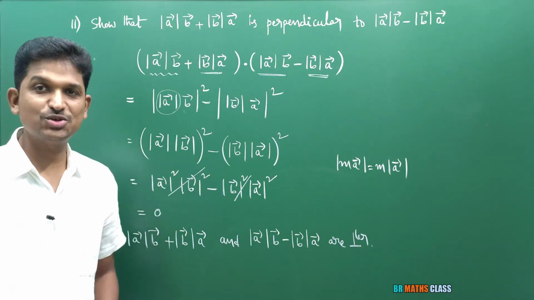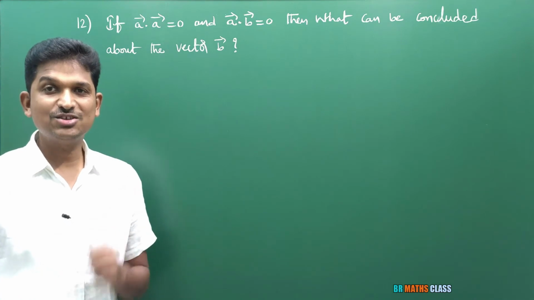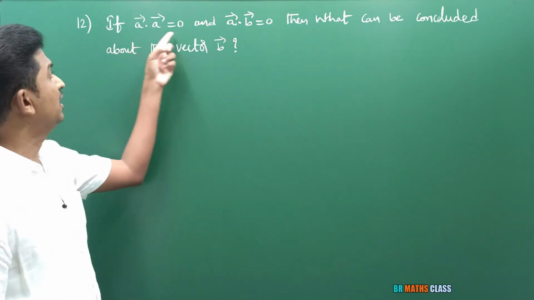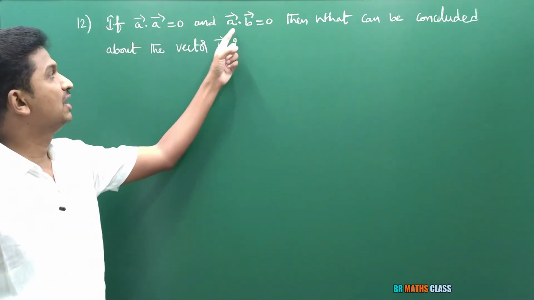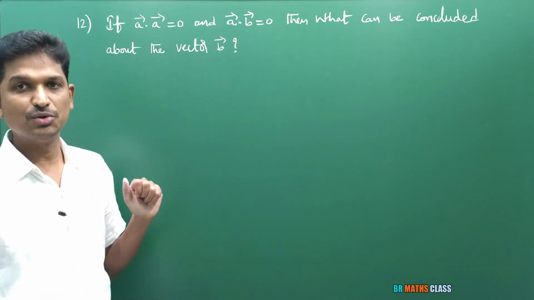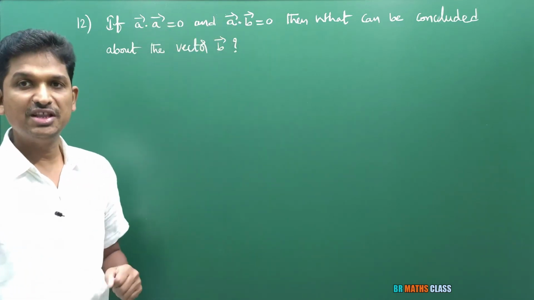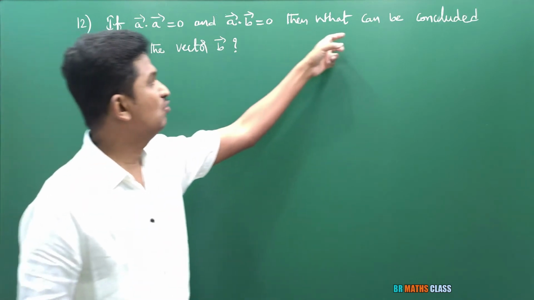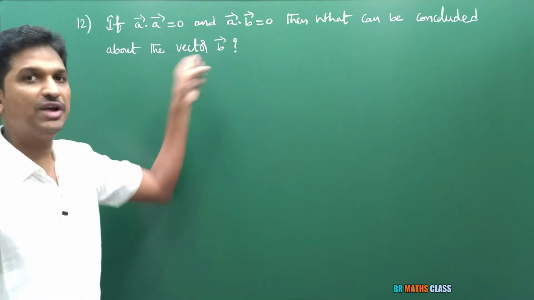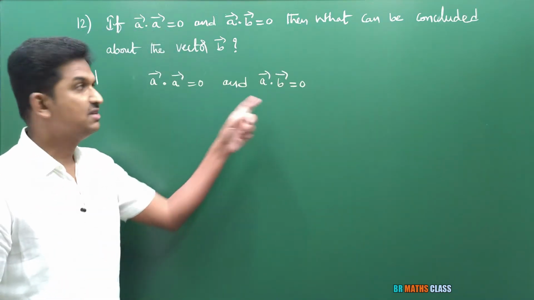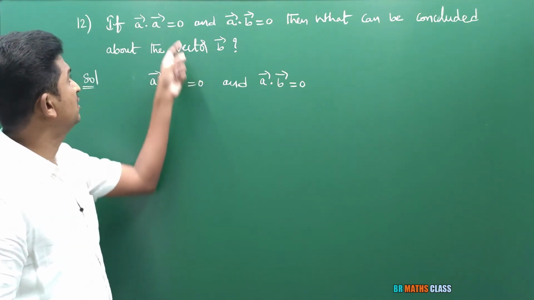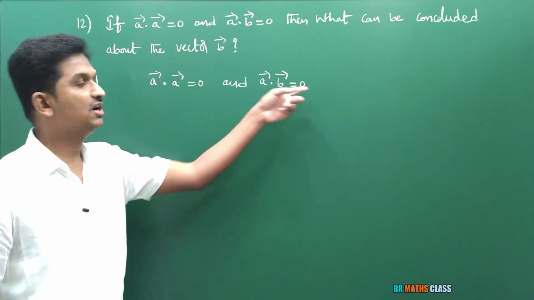Now we'll move to the next question. You observe, this is the last question for this class. If a bar dot a bar is 0 and a bar dot b bar is 0, these two pieces of information are given in the question. What they are asking is, what can you conclude about the vector b bar? You observe this is the given information. They gave that a bar dot a bar is 0 and a bar dot b bar is 0.